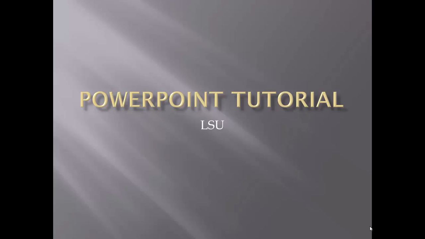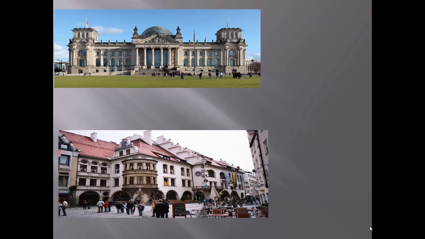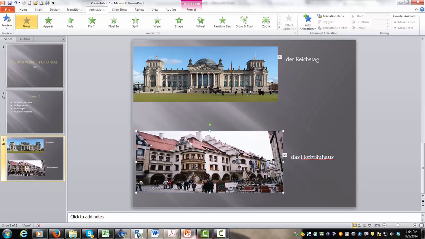And I'm going to click on my shortcut here. And so when I go to this, page 2, all right, add your text here, add quotations. You can add whatever you want, of course. You can add pictures. Okay, Der Reichstag, das Hofbräuhaus. Okay, fantastic. You could even select the images to be animations as well. Okay, so I'm going to do those. So it doesn't have to be words itself. Let's do that one.